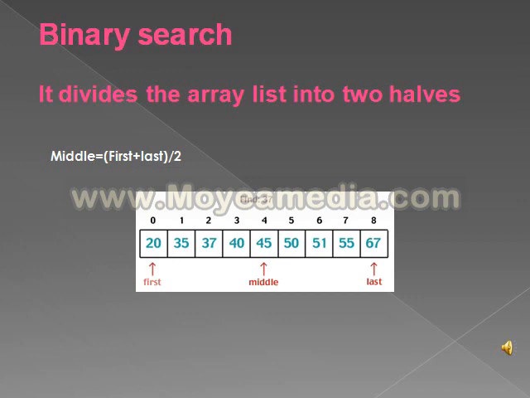So the starting index 0 is stored in the variable first, and the last index will be stored in the last variable. From that we can find out the mean. So that mean is assigned to be a middle value. So here the first value is 0 and last value is 8. 0 plus 8 is 8, divided by 2, it is 4. The mid value is 4 now.